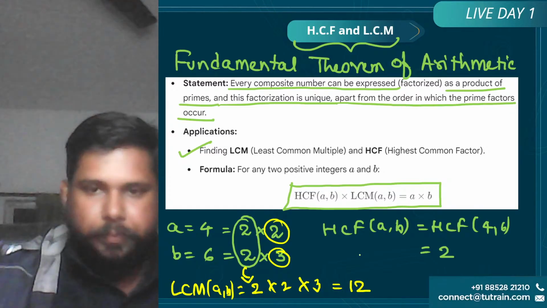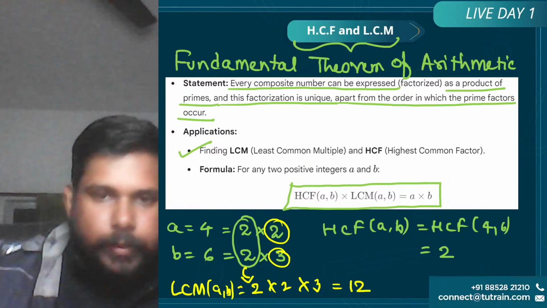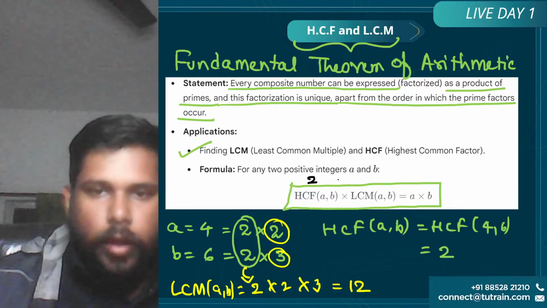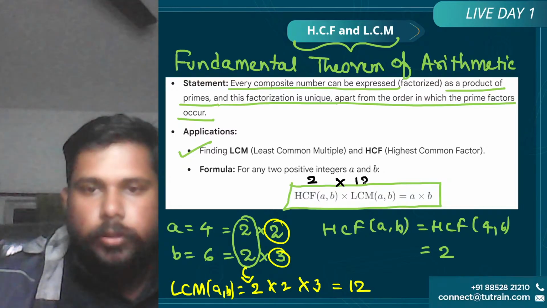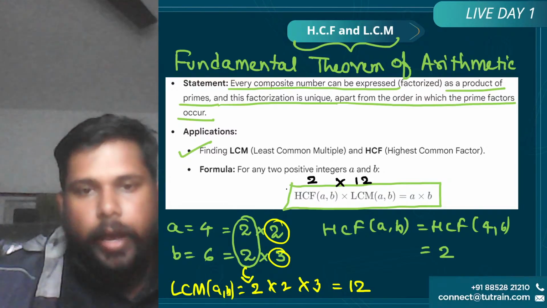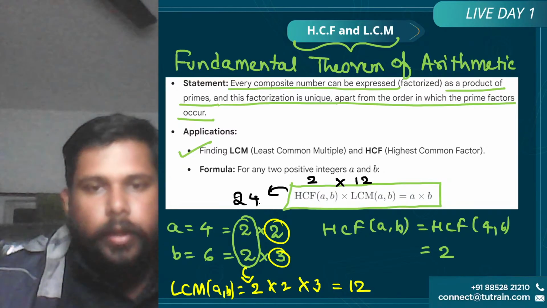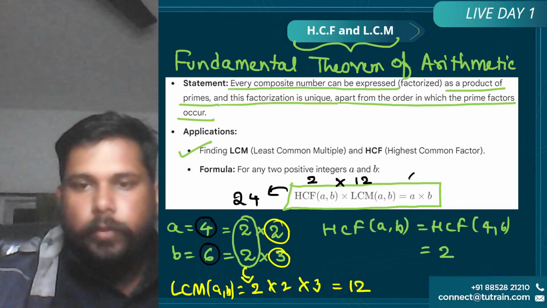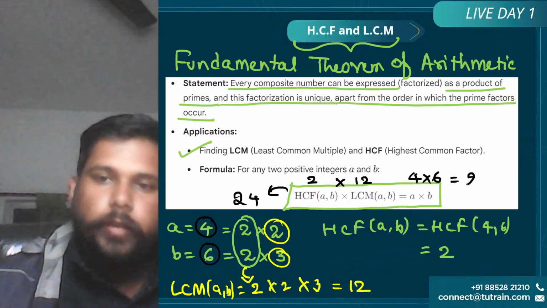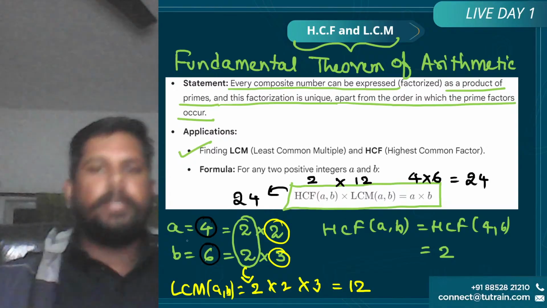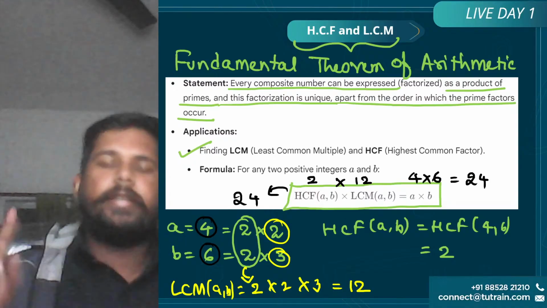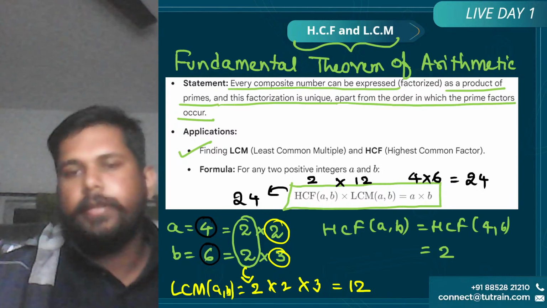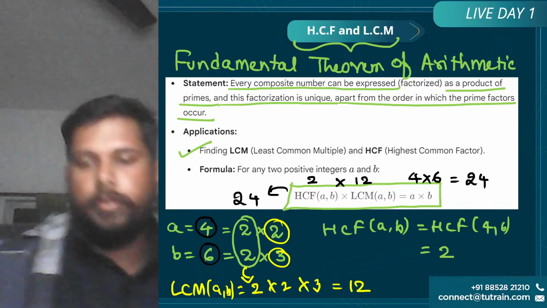Now you see, the HCF is 2 times the LCM is 12. So 2 times 12, the LHS will be 24, right? But if you see the product of two numbers, which is 4 into 6, is also 24, right? So it's a standard result that the product of HCF and LCM is equals to the product of those numbers, right?